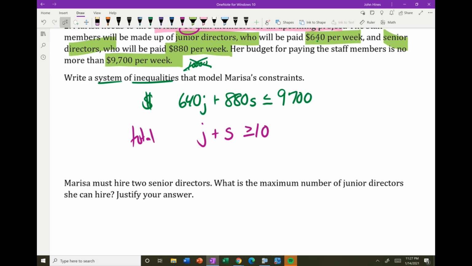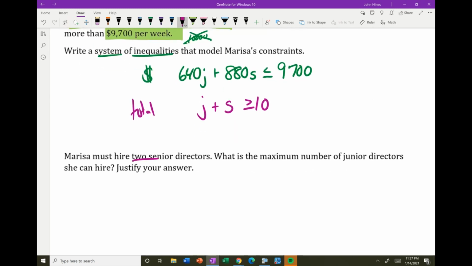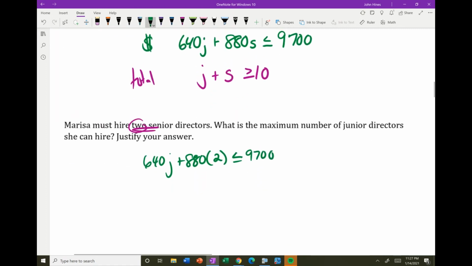Marissa must hire 2 senior directors. She has to hire 2. So how many junior directors can she hire? Well, she has to hire 2. Let's plug that in. How much money does she have left over? I don't know juniors, but I know she hired 2 seniors. How many can she actually still afford? Well, 640J plus 1760.